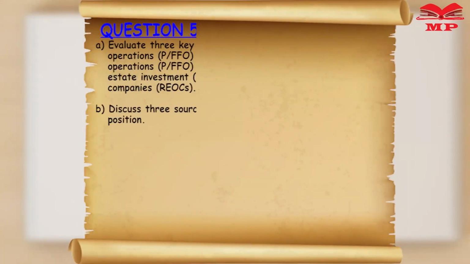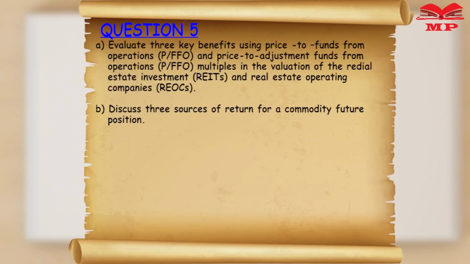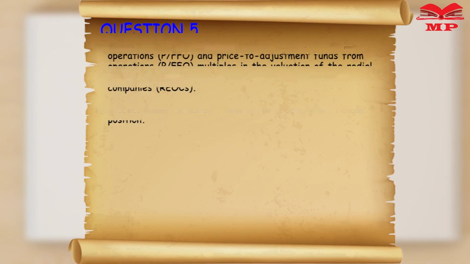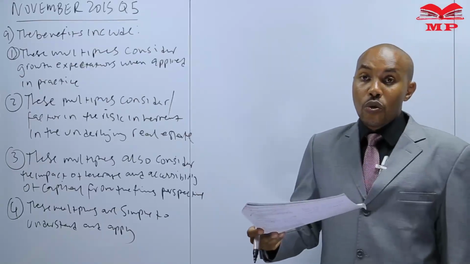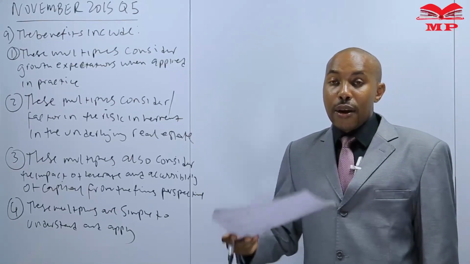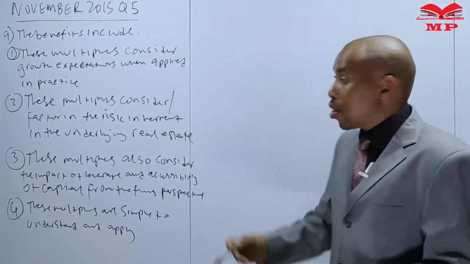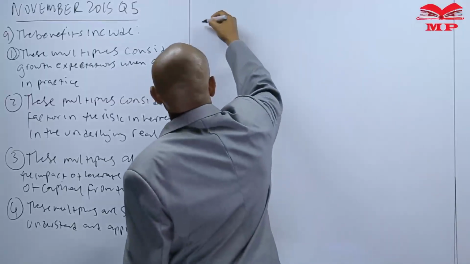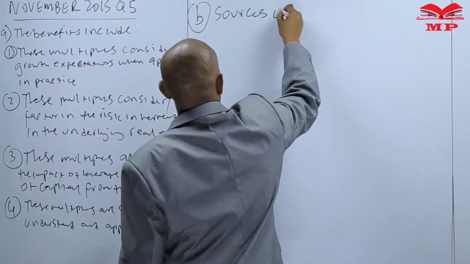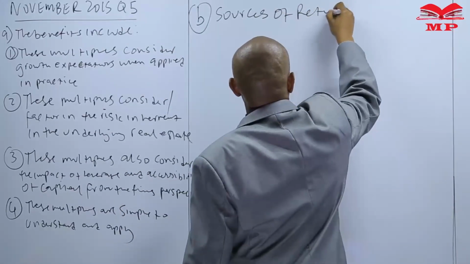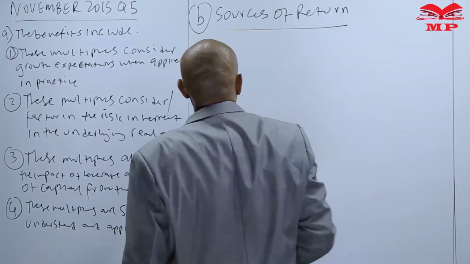B, we are being told to discuss 3 sources of return for commodity futures position. So this is a topic that deals with commodities, and the examiner wants us to mention how investors in commodities earn their return. There are 3 key components. So we're looking at B, sources of return in commodity futures position.